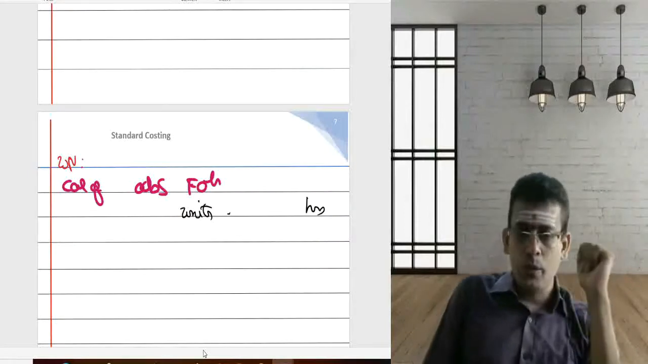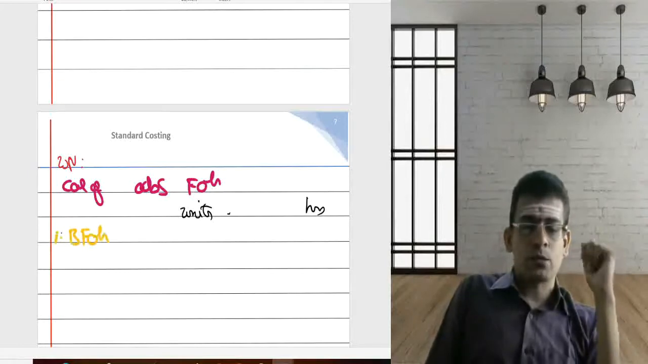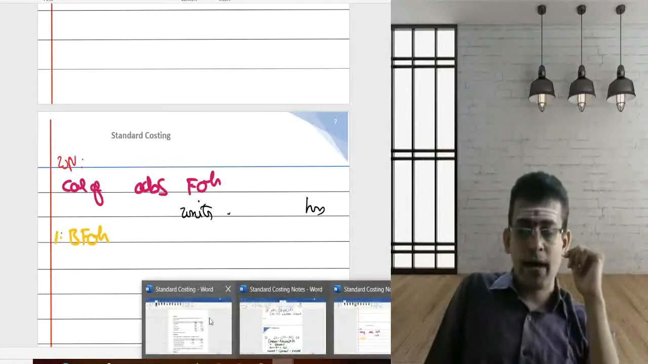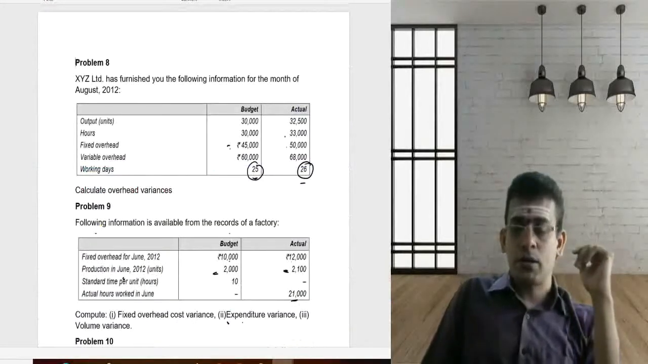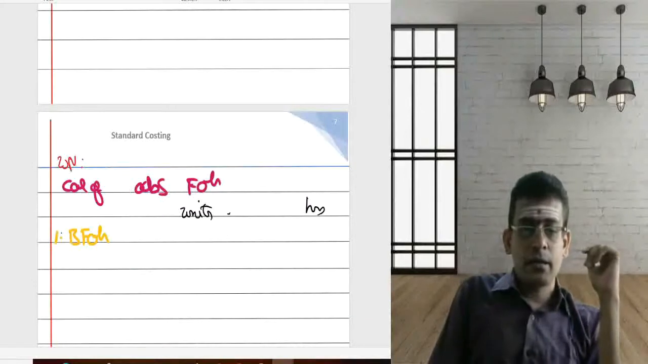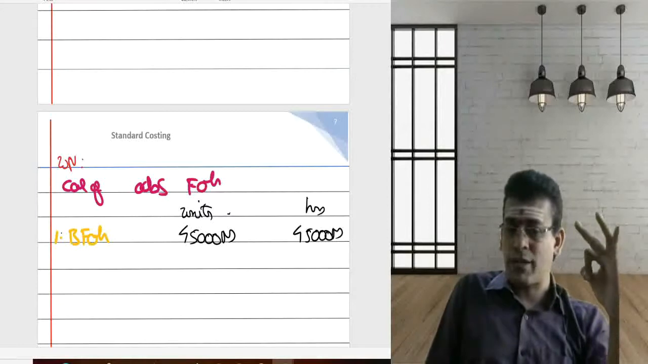What is my first step? My first step is always to take your budgeted fixed overheads. Let us go back to the problem. It is mentioned that my budgeted fixed overheads are 45,000. Let us quickly come here and update the value to be 45,000 rupees. This remains the same whether you calculate based on units or hours; my budget cost will remain the same at 45,000.